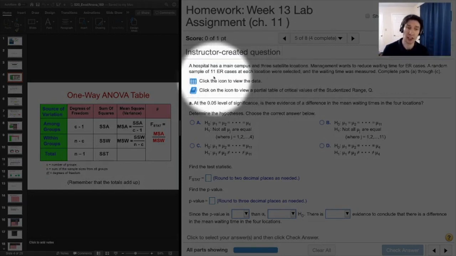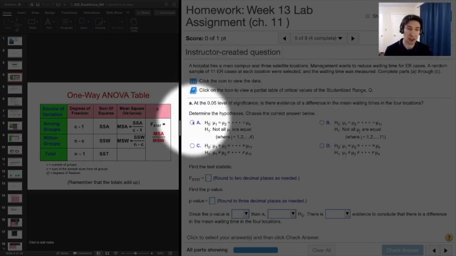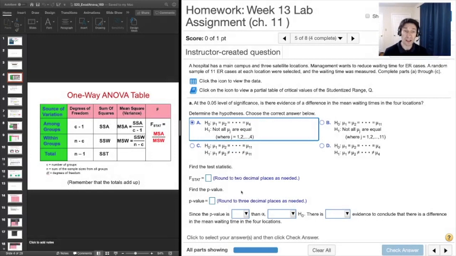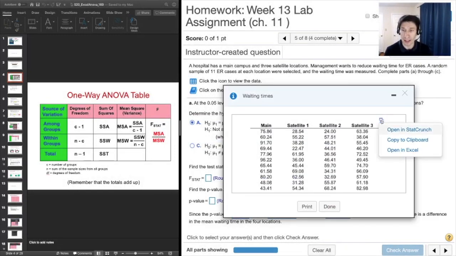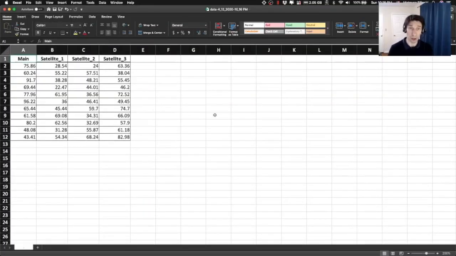4 locations. 11 is not the number of locations, it's the number of observations at each location. So definitely not this. Now everything else we're just going to get straight out of Excel. Let's click on our data and download it. Here I open my data.